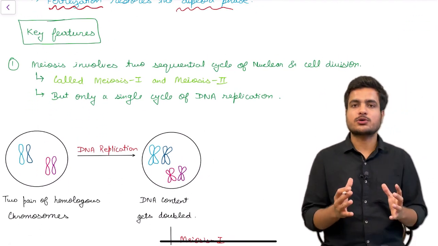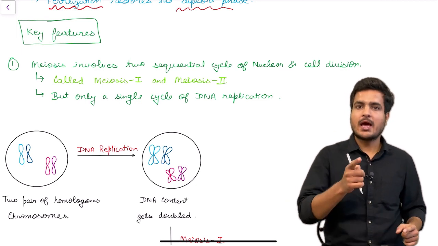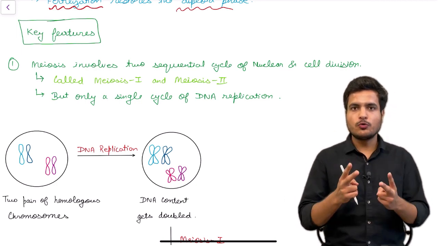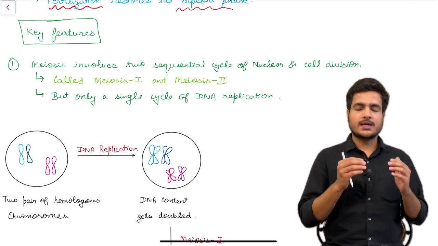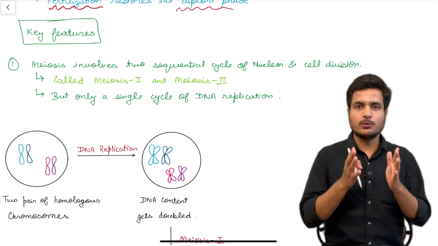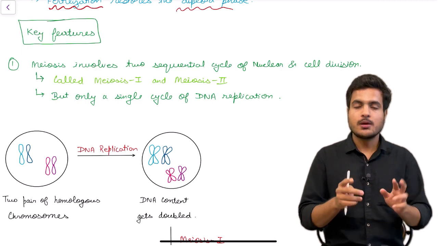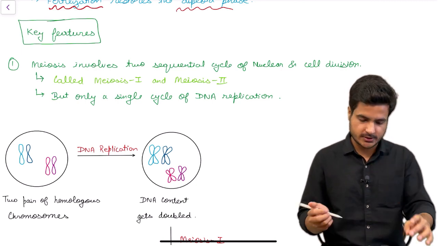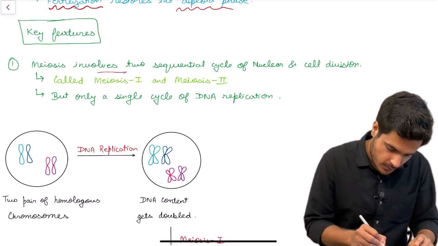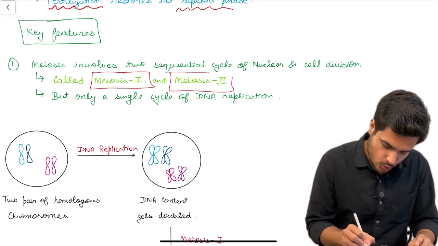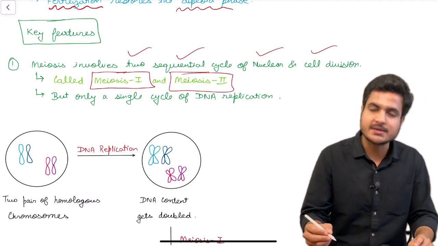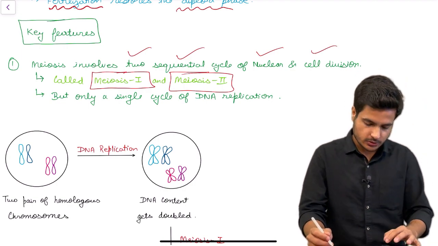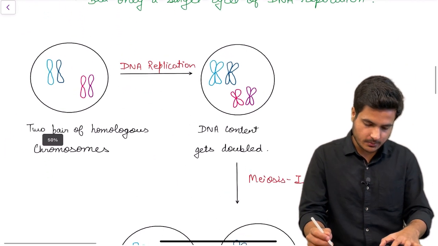Meiosis has a curse on it, that you will have to undergo 2 phases of division continuously, whereas mitosis is only a single stage process. Meiosis is a 2-stage process, which are named as meiosis 1 and meiosis 2. There are 2 sequential cycles of nuclear and cell division. So let us see what is actually happening in meiosis.